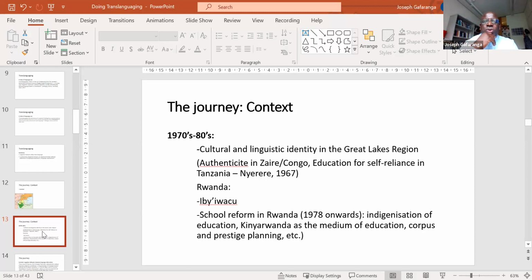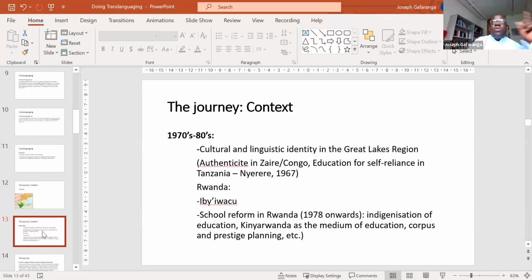In some parts of the world, of course, colonization had been geared towards assimilation, especially from the French. But even in the case of Rwanda and Burundi and Congo, which were under Belgian rule, there was a tendency to want to show themselves as Belgians or something, or denying their identity. So in the 70s and 80s came this movement of becoming aware of who they are.